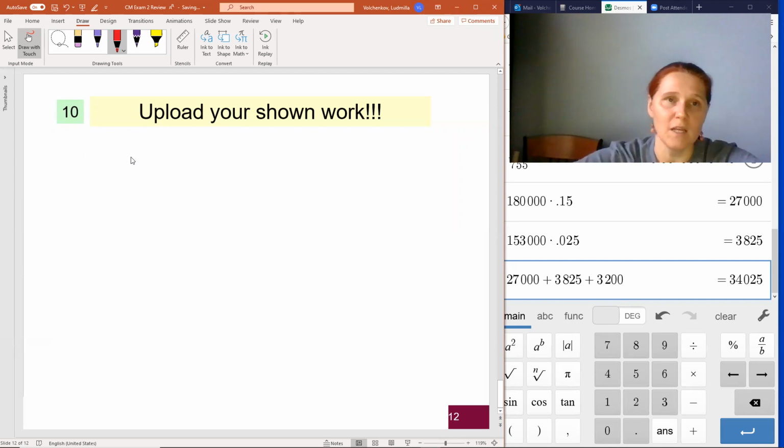So you will have a link where you can combine, if you have several pages, combine them into one PDF, because Proctora doesn't allow several file uploads. You have only one attempt to upload your shown work file. If you fail to do this, you can use the second attempt immediately afterward. Okay, good luck on the exam.